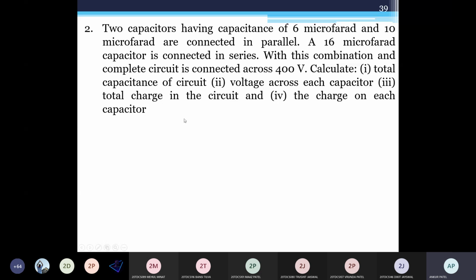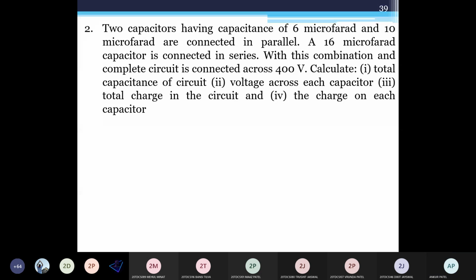Now this example is given. Two capacitors having capacitance of 6 microfarad and 10 microfarad are connected in parallel. A 16 microfarad capacitor is connected in series with this combination, and the complete circuit is connected across 400 volt. Calculate the total capacitance, the voltage across each capacitor, the total charge in the circuit and the charge on each capacitor.